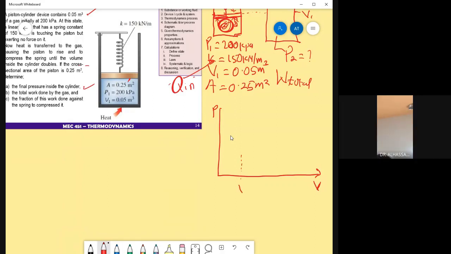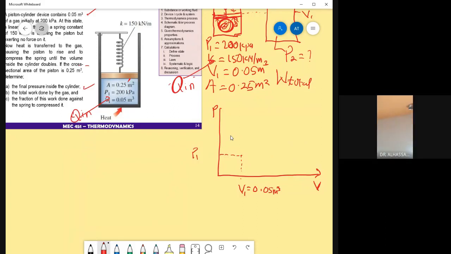Let's say the initial volume is V1 equals 0.05 meters cubed. Okay. And then the initial pressure, P1, is given by P1 over here. Now, as we transfer heat, so heat Q is transferred to the piston, what happens is that it is going to push this piston upwards.